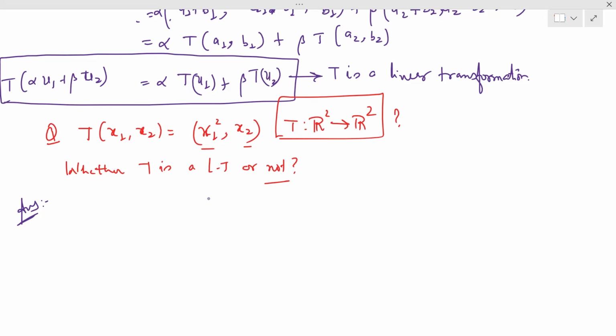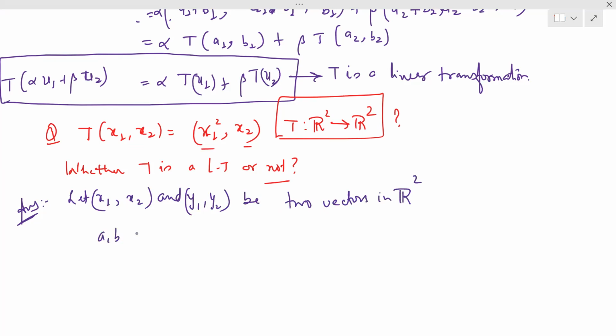Okay. So let me do this. So I'll take two vectors. Let x1 comma x2 and y1 comma y2 be two vectors in R square. And let us say take two elements from the field also. Let's say R is the field. So I'll take two elements from the field, that is A and B. Now, if I try to find this, let's say this is your U1, let's say this is your U2.